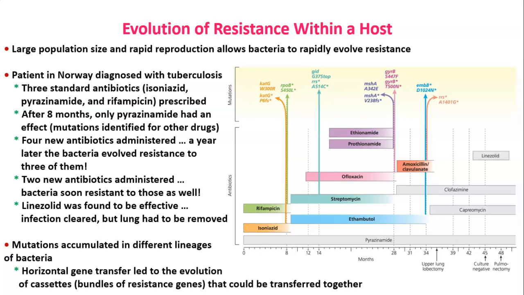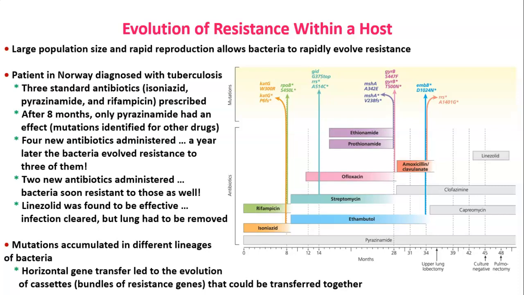In fact, a hole had developed in his lung. And the bacteria had evolved resistance to 3 of these 4 new antibiotics within this one person. All right, so then they regrouped and decided to administer 2 new antibiotics, and the bacteria were soon resistant to those as well. Finally, linezolid was found to be effective, and the infection finally cleared up. However, the lung had to be removed.